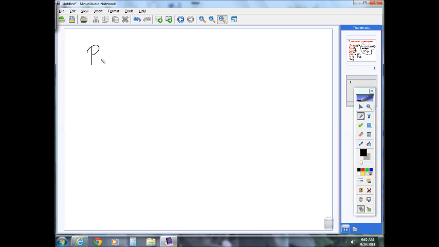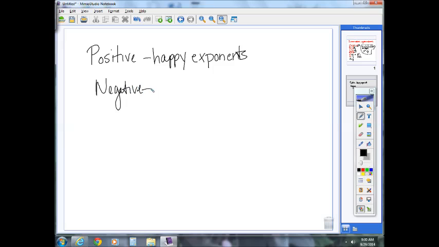I like to think of positive exponents as happy exponents because positive people are happy. So positive exponents are happy exponents. Therefore, negative exponents are unhappy. They're sad, they're mad, they're negative. Well, there's a reason why they are unhappy or negative, and I'm going to show you why.